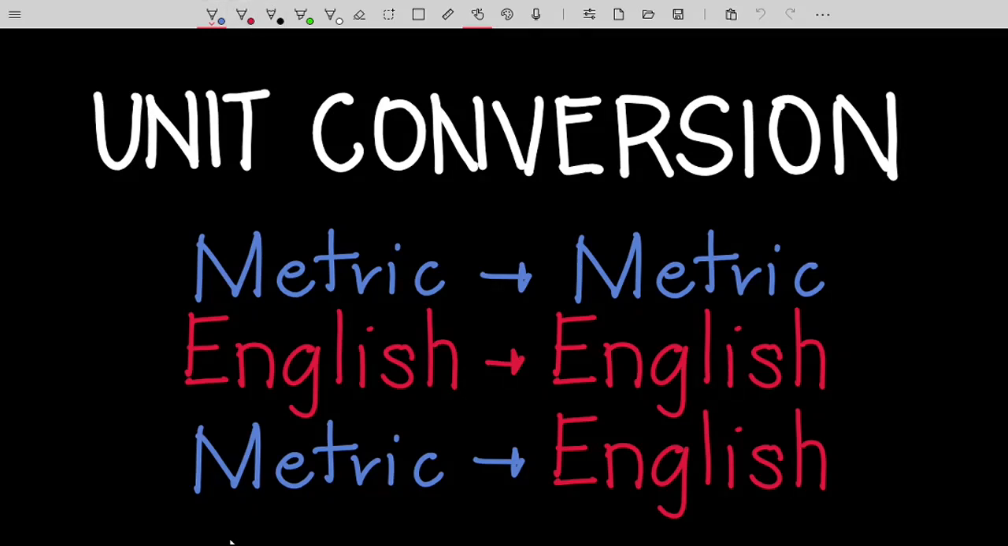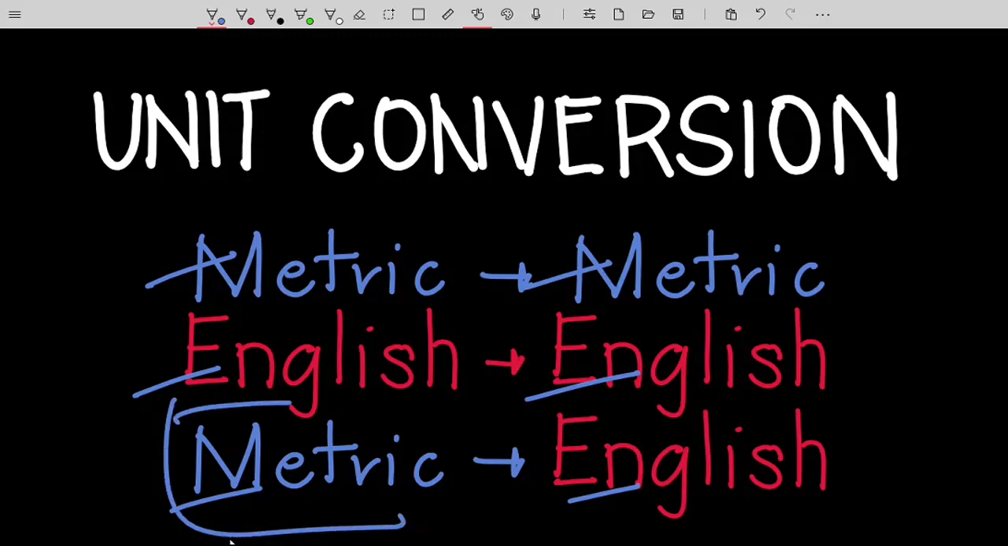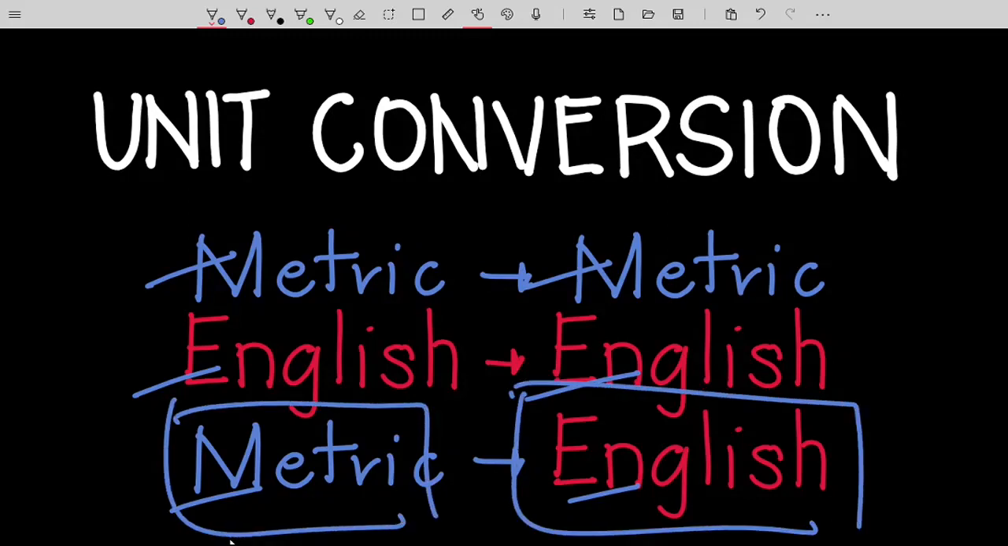In this video, we're going to talk about how to convert units from one unit to another: from your metric system to your metric system, from your English system to English system, and from your metric system to English system, and vice versa. But before we talk about converting things, we just want first to know what is the difference between your metric from your English system.